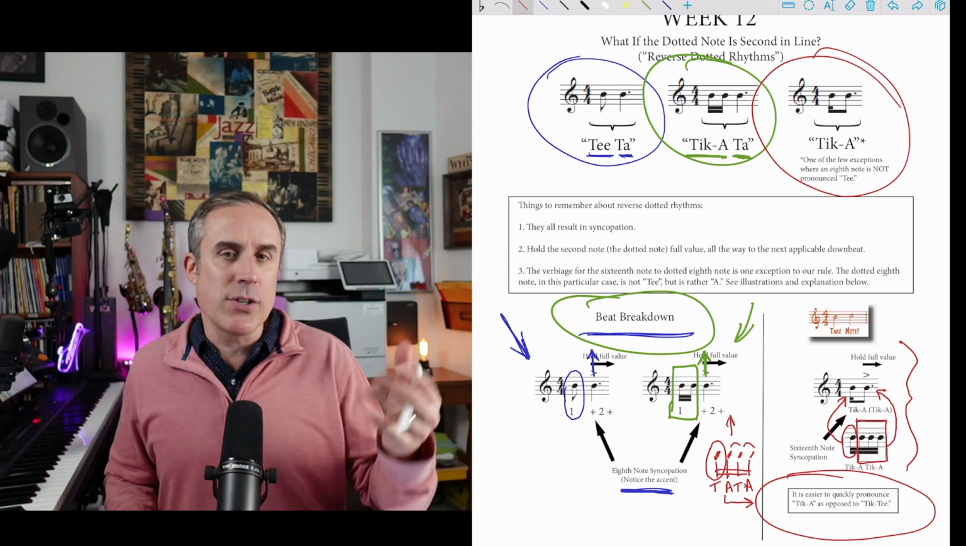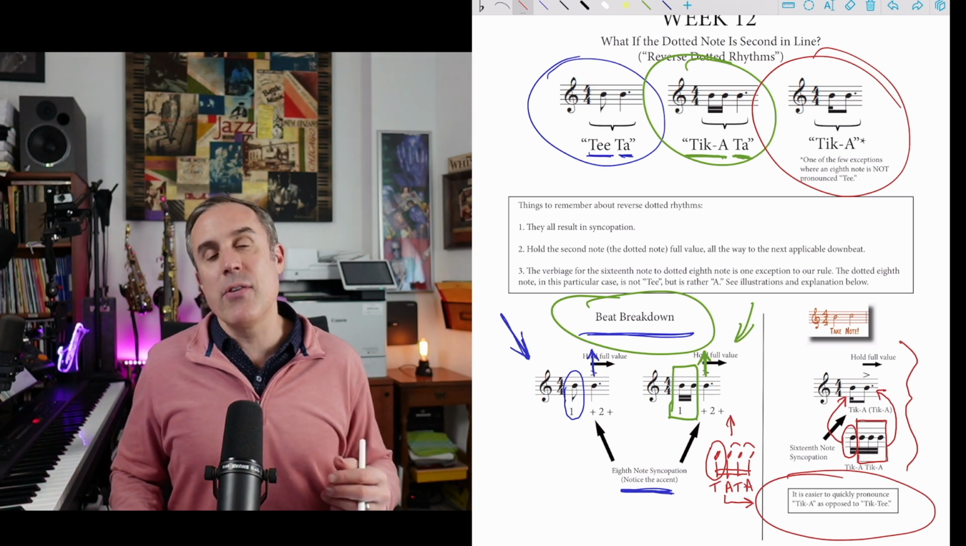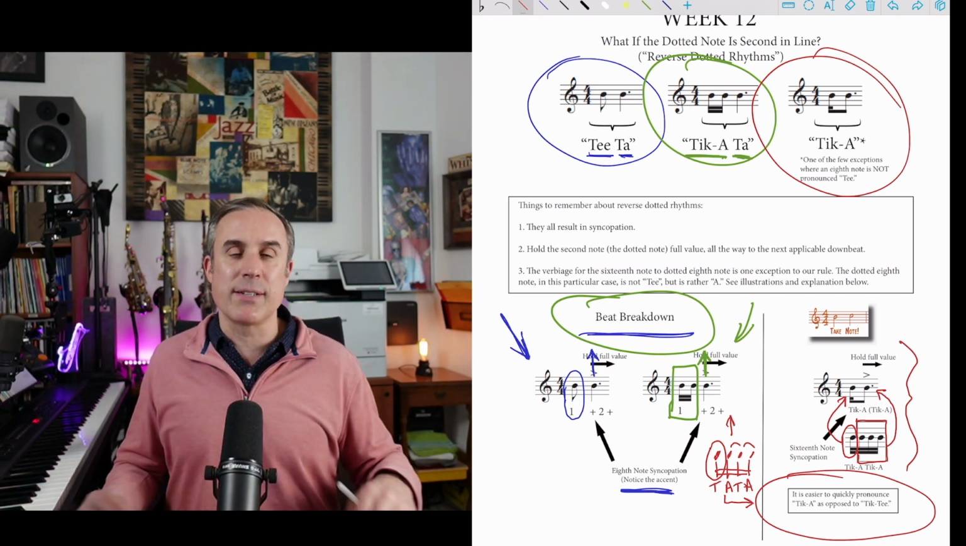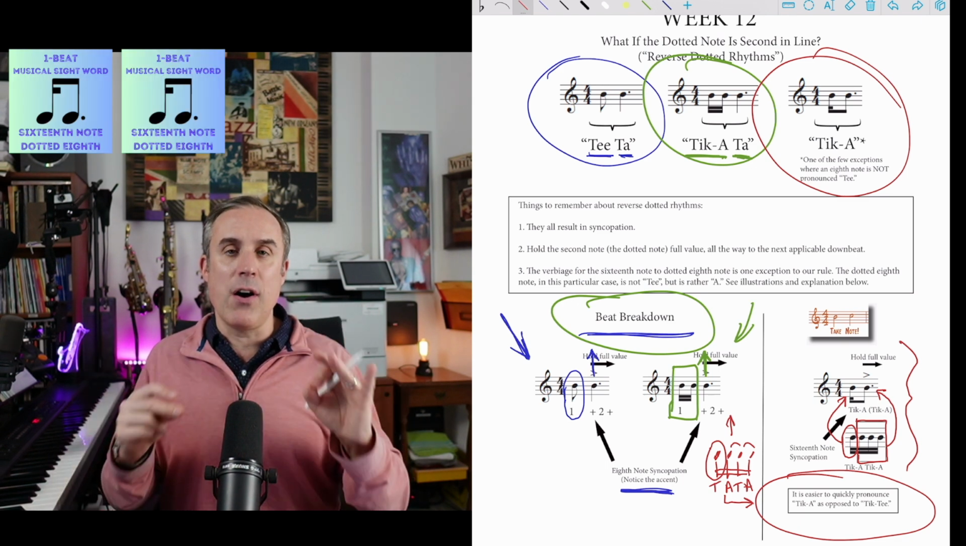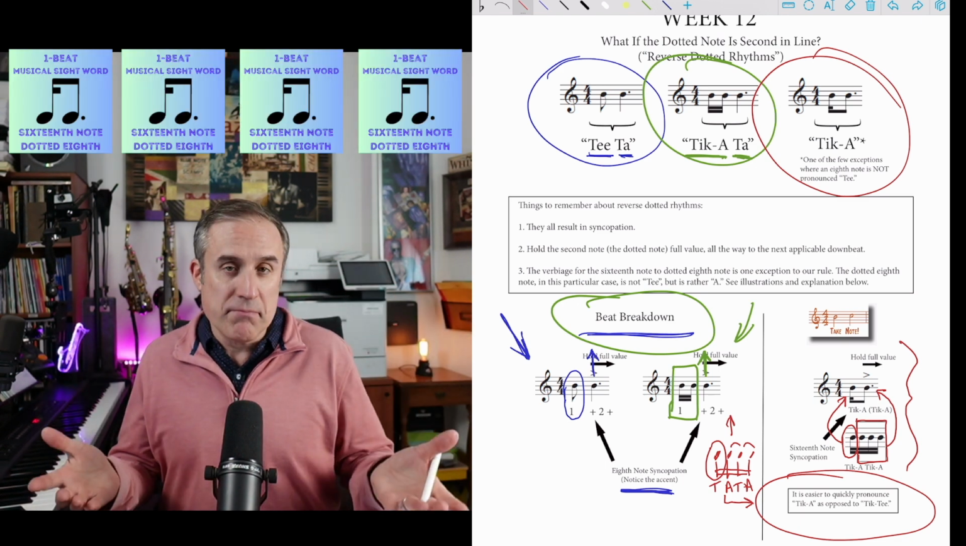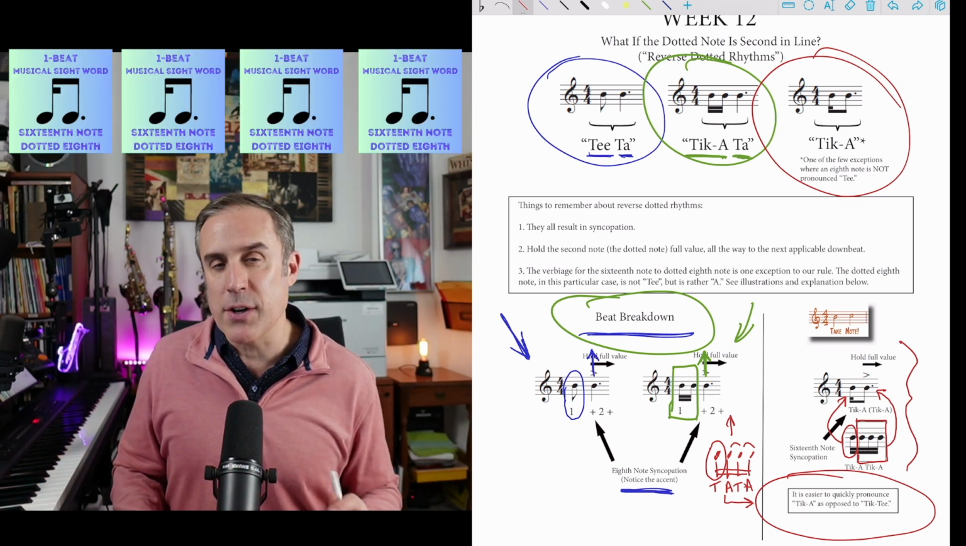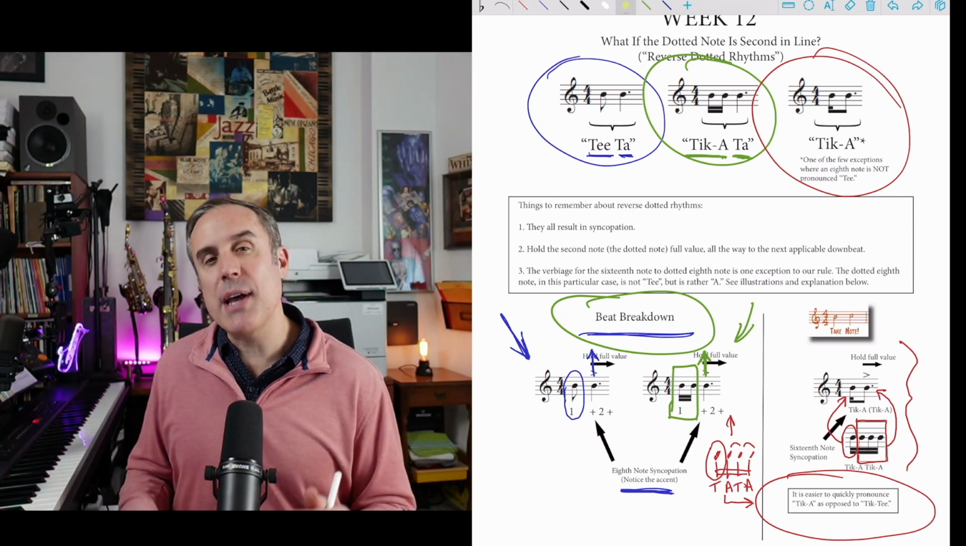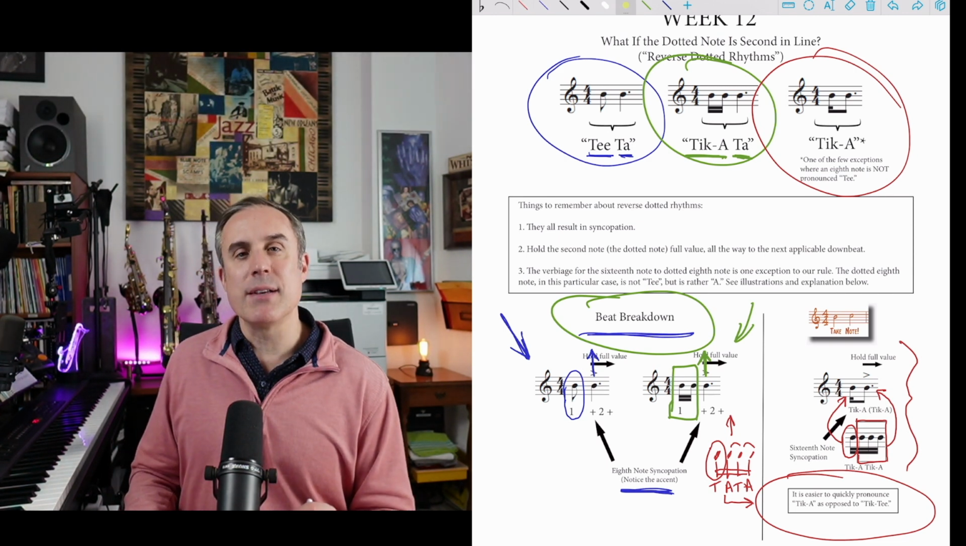And again, just so we can hear it one more time, here it happens 4 times consecutively in a 4/4 measure. Here it is. Tik-A, Tik-A, Tik-A, Tik-A. So it's literally reversed from week 11's rhythm. All right, let's close out this page by looking at the box in the center.